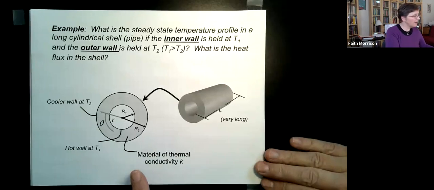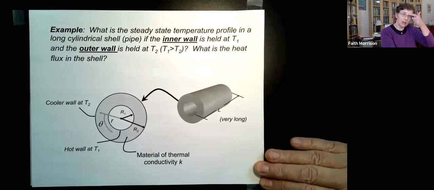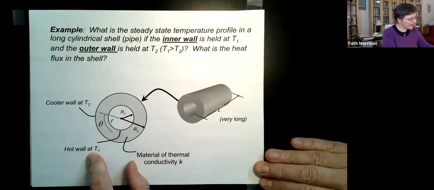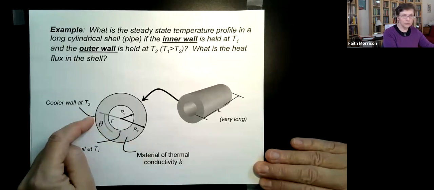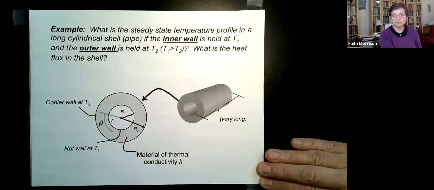So the problem I'm addressing is, what is the steady state temperature profile in a long cylindrical shell if the inner wall is held at T1 and the outer wall is held at T2, which is a lower temperature? And also, what is the heat flux in the shell?